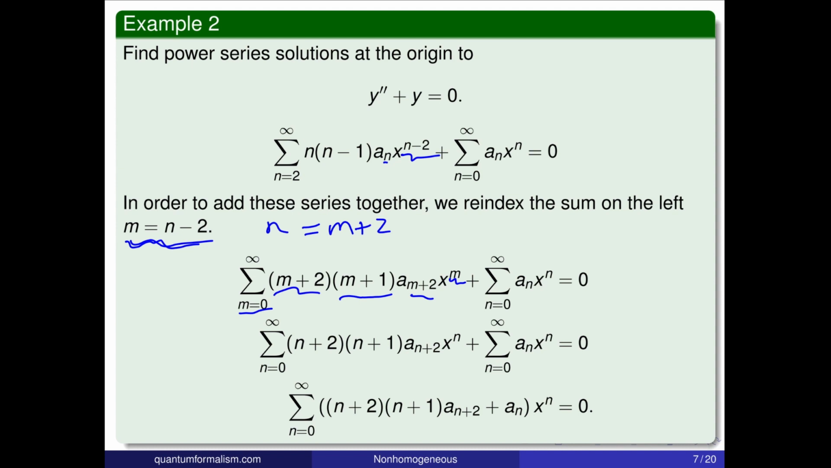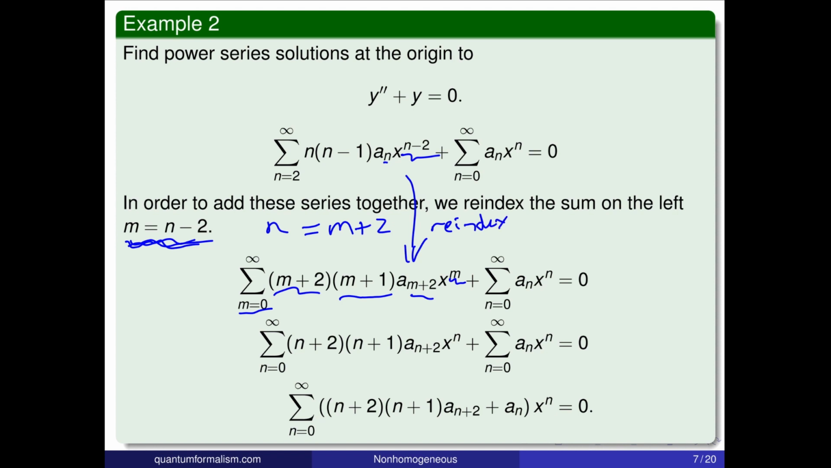So we could have done that at the beginning. There wasn't necessarily a reason to introduce a new letter. I just thought that for the first time we were reindexing a series like this, I should use a new letter just to be clear. But we're immediately going to switch back to the old letter now. All right, so going from here to here, we were reindexing.